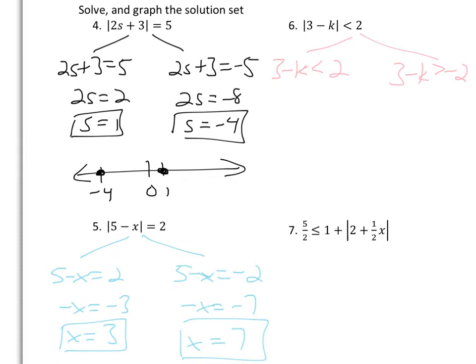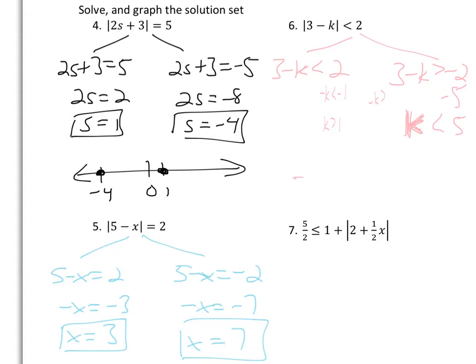All right, now we'll solve. So -k is less than -1. K is greater than 1. Okay, and -k is greater than -5. And so k is less than 5. Okay, that's what we have. K is greater than 1. K is less than 5.